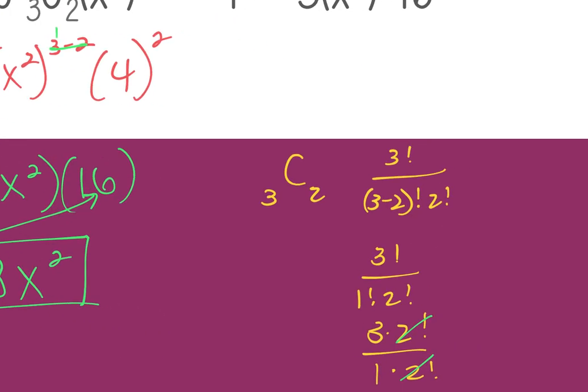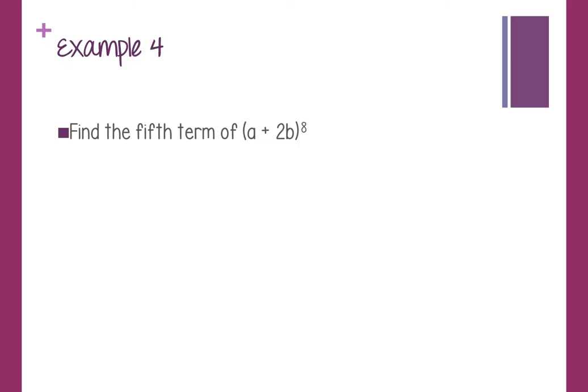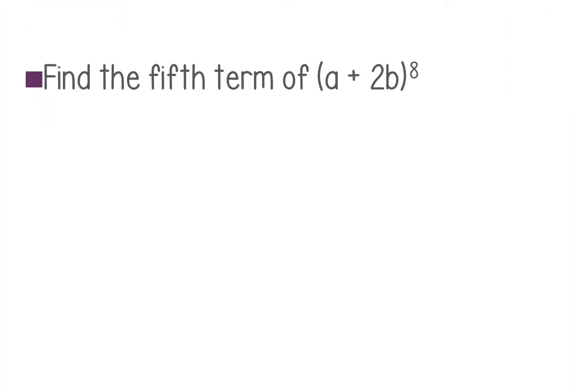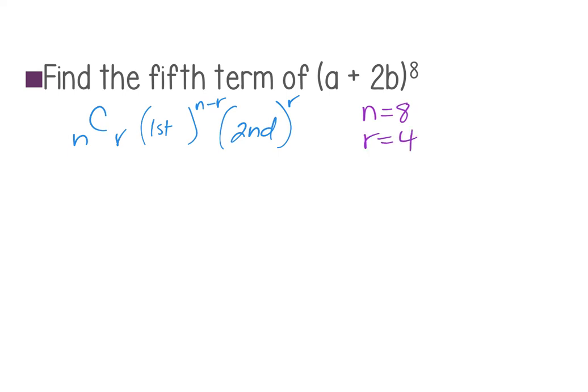All right, so this one says find the 5th term of a plus 2b to the 8th. So I need CNR, the first term to the n minus r, the second term to the r. So what's my n? 8. What's my r if I'm finding the 5th term? Good. So this is C8,4. First term is A, raised to the 8 minus 4. Second term is 2B, raised to the 4.